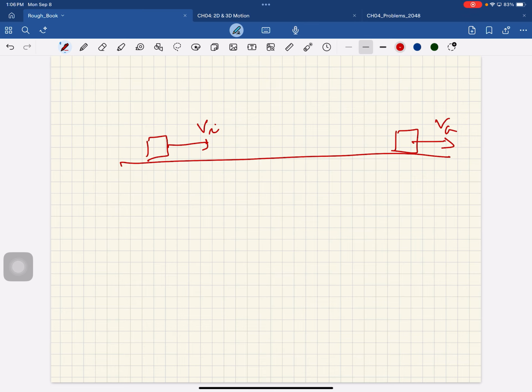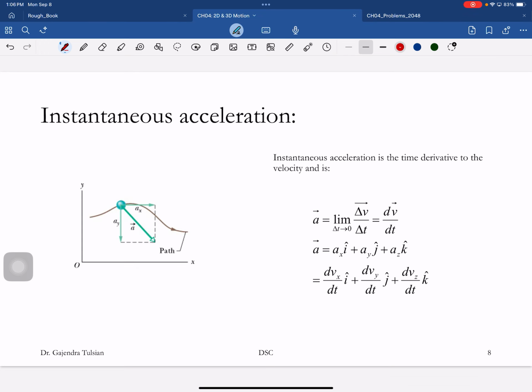Here's a case where your velocity, your speed is not changing and your direction is not changing, and your acceleration is 0. All right, so that covers all the different accelerations you'll see.